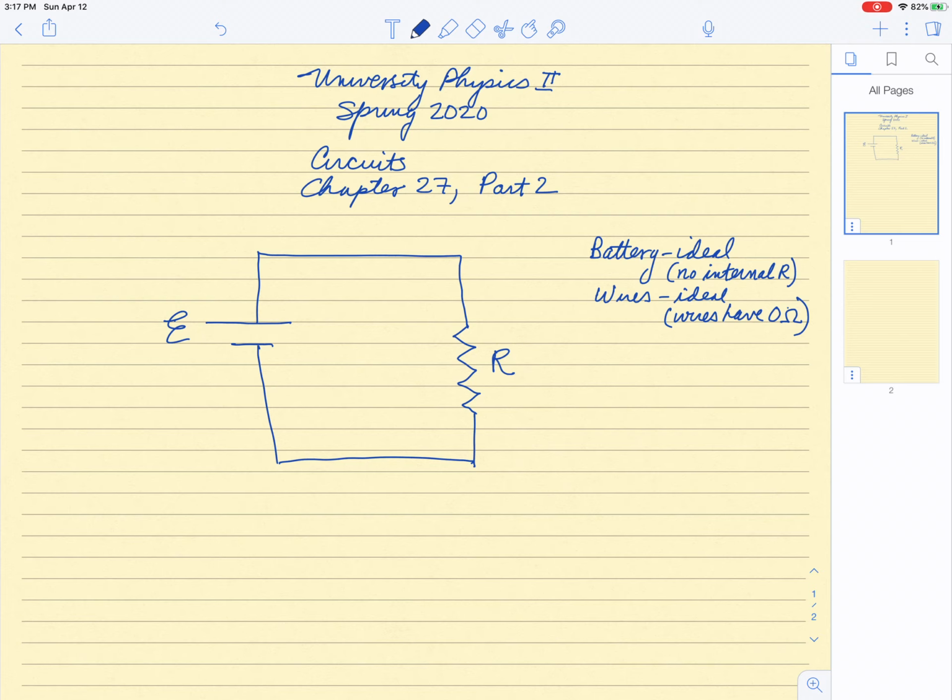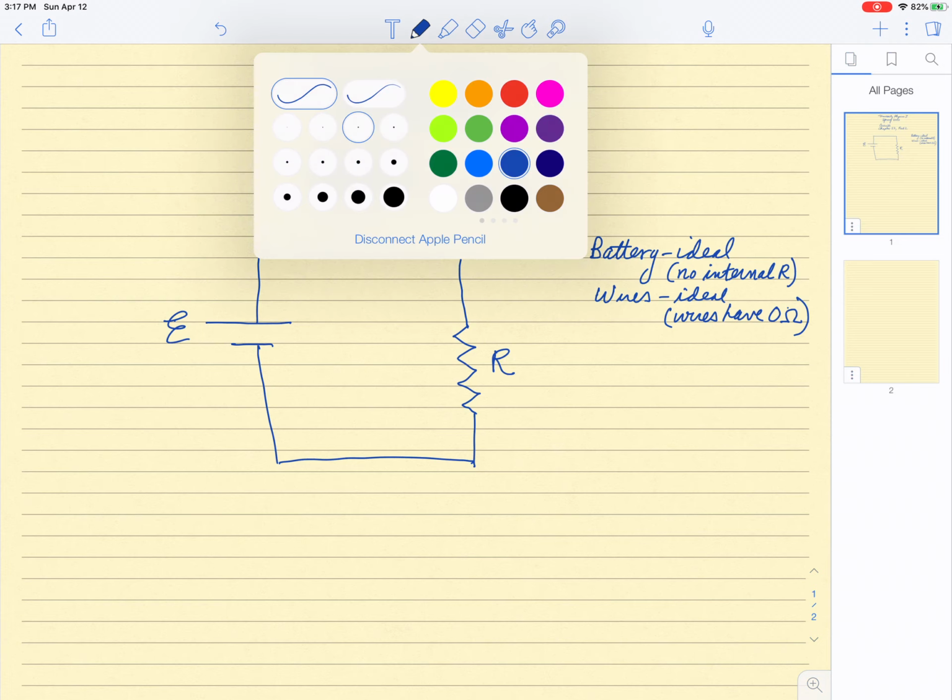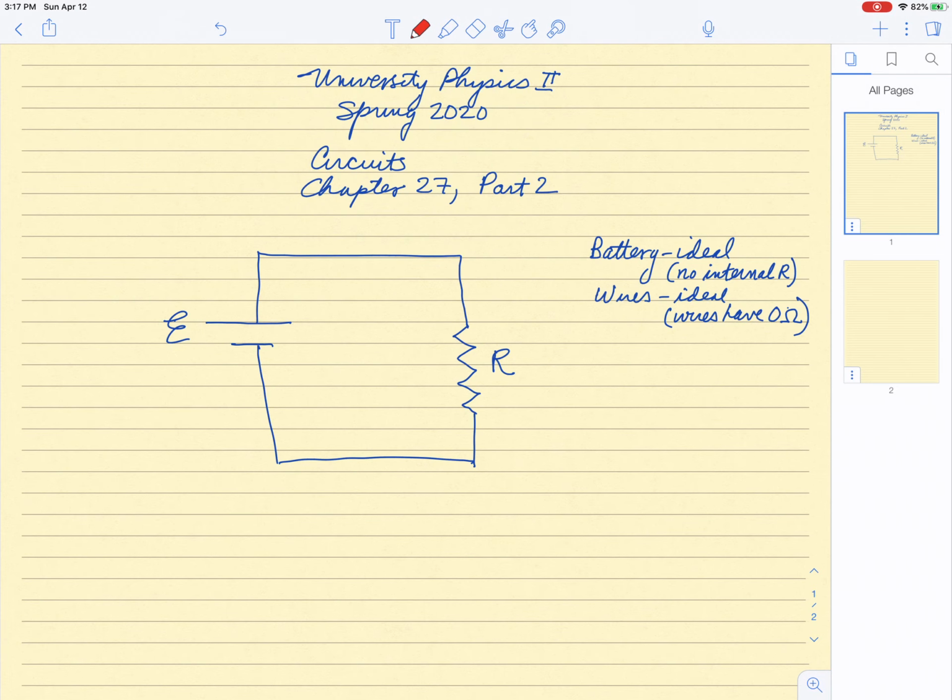Okay, so let's do something that's not necessarily in the book, but something that I typically do at this stage. Let's follow a charge. So here's a charge. Let's follow a charge around this loop. So we know, right, this is typically going to be 0 volts. And this side will be at E volts.